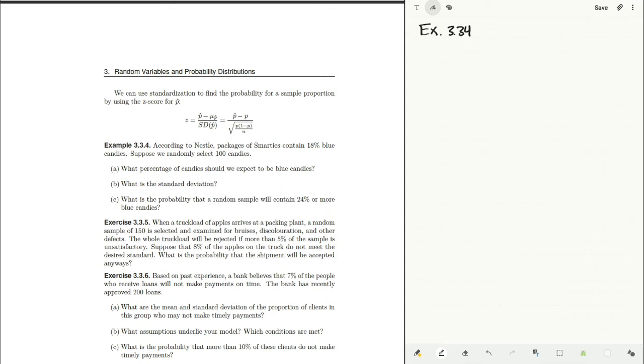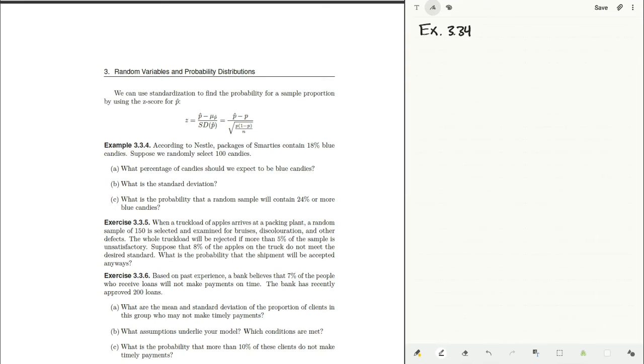According to Nestle, packages of Smarties contain 18% blue candies. Suppose we randomly select 100 of these candies. So what percentage of candies should we expect to be blue candies?